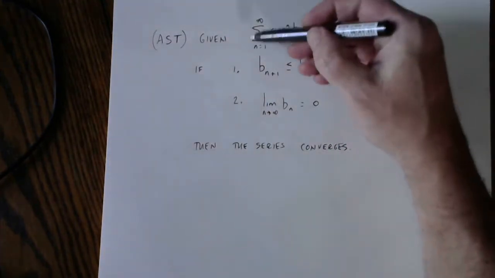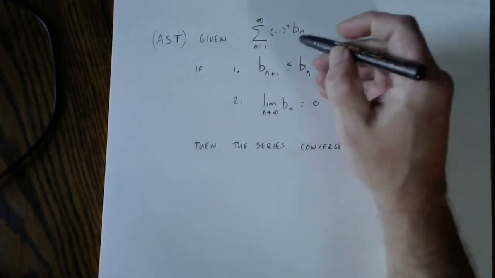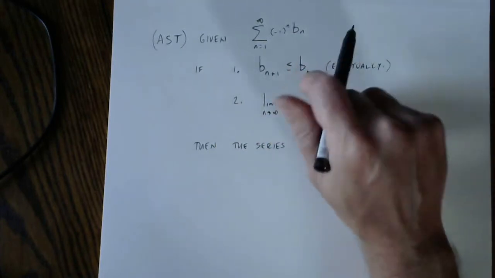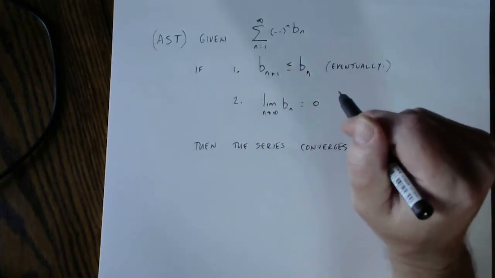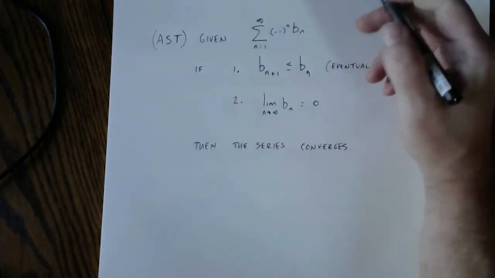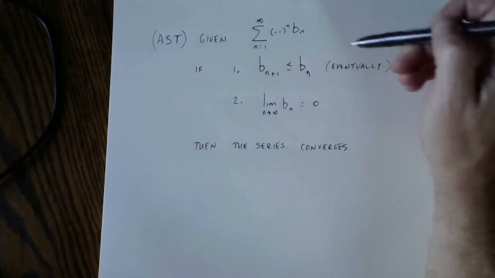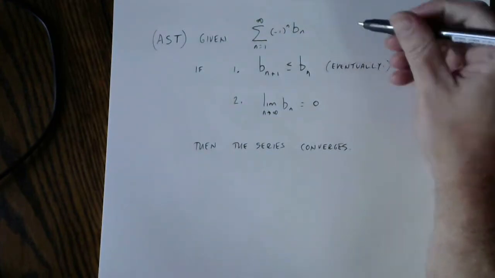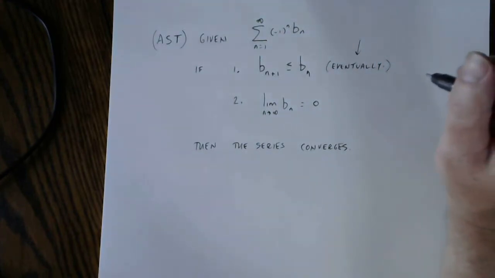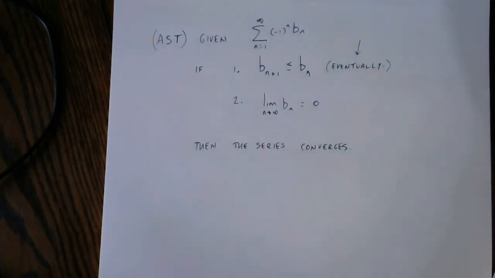So again, you're given an alternating series. In our analysis, we're going to ignore the alternator. We're just going to look at the piece of the puzzle that provides the numerical values. If they meet these two conditions, this series converges. And those conditions are that the terms are decreasing eventually, which doesn't come up a lot, but it needs to be added for precision, and that those terms go to zero.